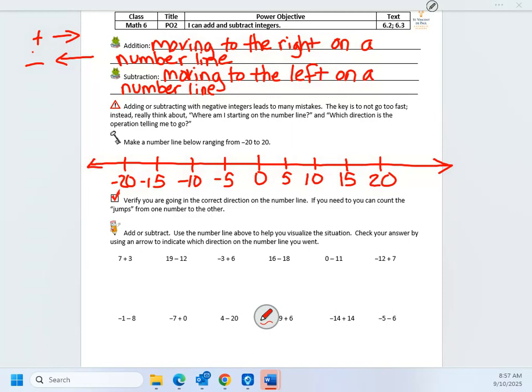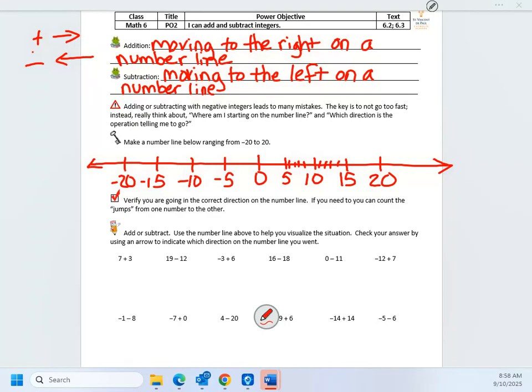So we're going to add or subtract these numbers. Use the number line above to help you visualize that you're going the right direction. Check your answer by using an arrow to indicate which direction on the number line you went. So our first one is 7 plus 3. So our 7's here. So if you need to make the little notches, 6, 7, 8, 9, 11, 12, 13, 14, to help you with your jumping, you can.